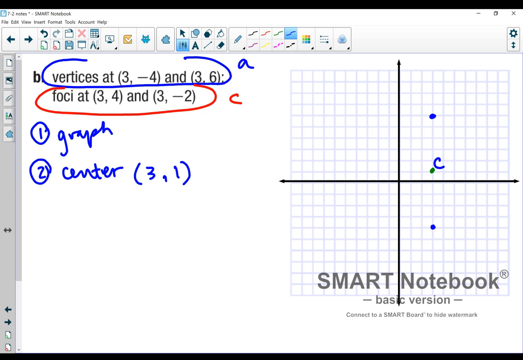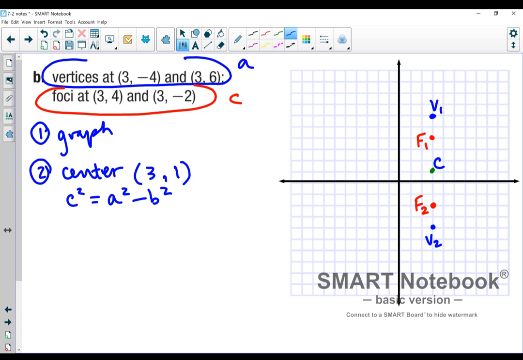We'll call that the center. Let's see, the foci I have at 3, 4 and at 3, negative 2. So here's my foci, and these are my vertices. In order to find that B value, how wide it is, I'm going to have to use A and C. So remember, we've got this equation, C squared equals A squared minus B squared. It should remind you kind of of the Pythagorean theorem, but it's not quite, with a minus sign instead.